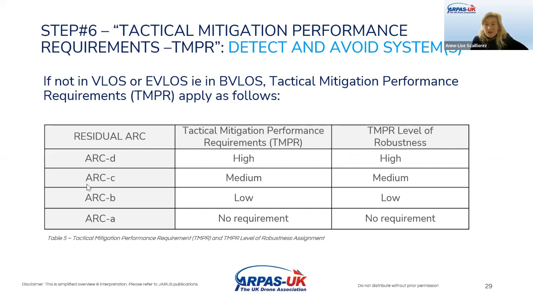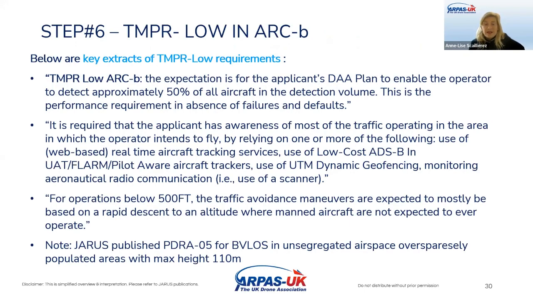If you do not fly VLOS or EVLOS, meaning you fly BVLOS, then you must implement another set of tactical mitigations, which are detect and avoid. So if you fly ARC-B, for example, sub 500 foot in uncontrolled airspace over rural areas, then you must implement tactical mitigations performance requirements at a low level of robustness. For your reference, we've included the key extracts of TMPR law as part of SORA. The slide deck will be made available, so you will have ample time to go through those.